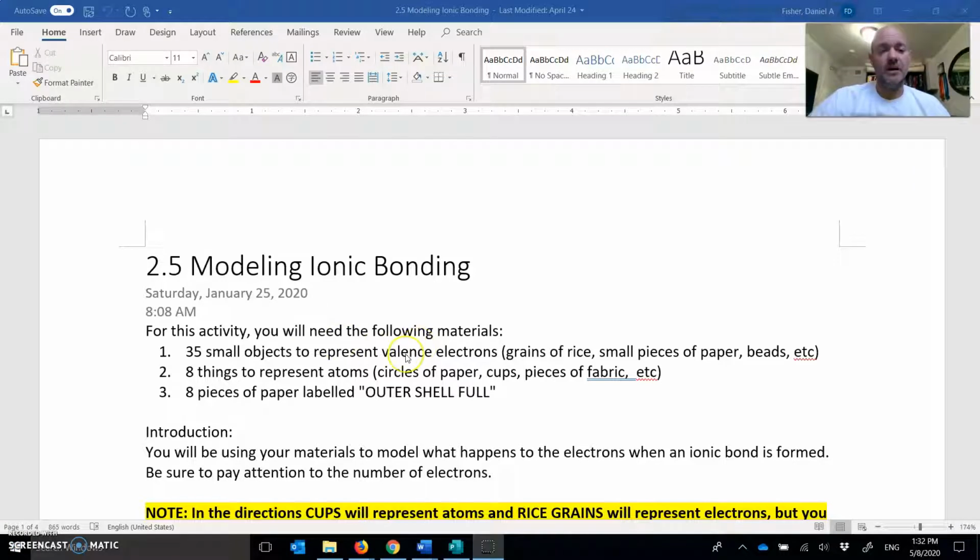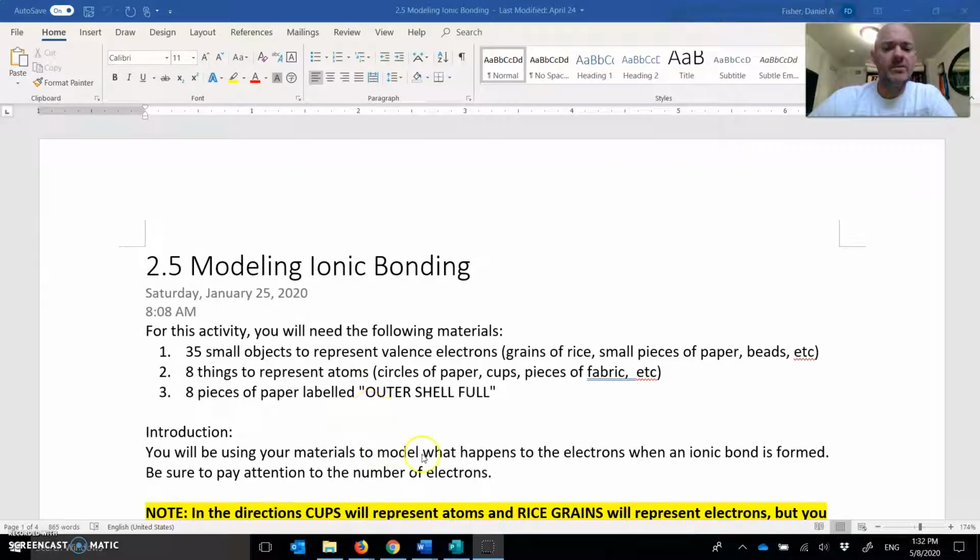So first off, you're going to need some things. You're going to need some small objects to represent valence electrons, and you can use anything you've got around the house. You also need some things to represent atoms, whether they're a piece of paper or a cup or a piece of fabric or something, anything. Those are all things you can use. And then the final thing you'll need is some pieces of paper that just say outer shell full.